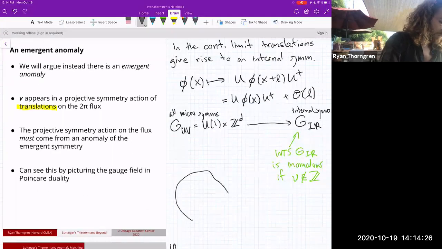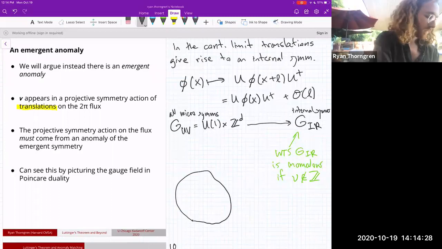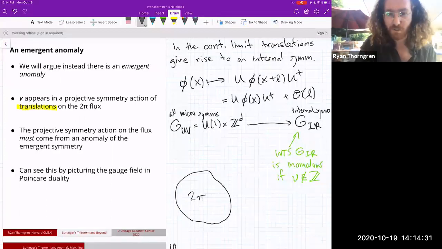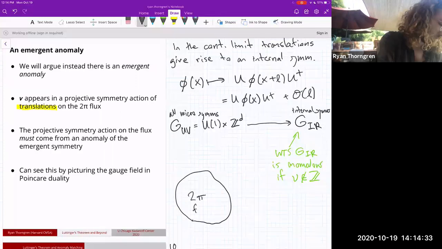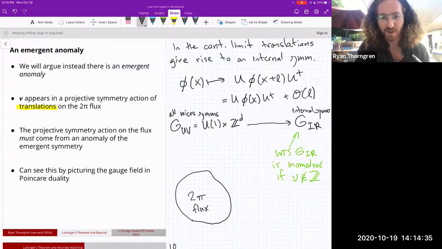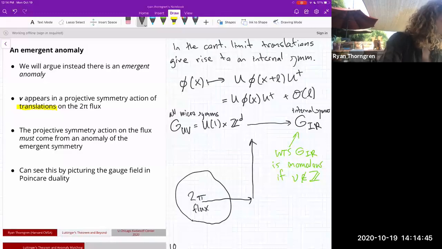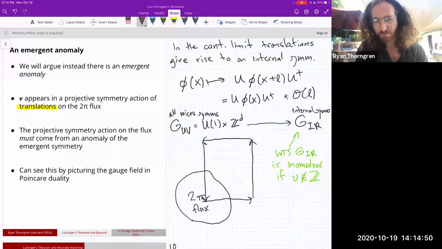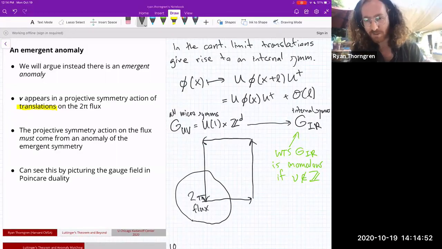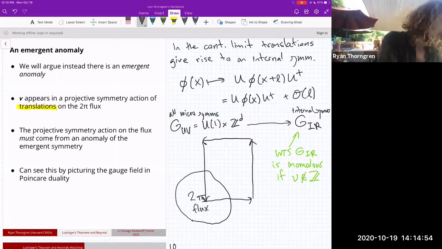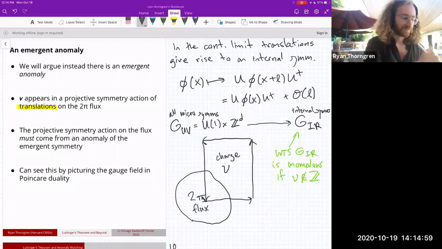And what that means is, if we consider a region where there's magnetic flux 2 pi, and we perform a translation on this region, I'll just draw the translations as really large, but it doesn't matter how big they are compared to the flux. We do an X translation, a Y translation, a minus X translation, and then a minus Y translation. Then we take this flux around a unit cell. And in a unit cell, there's a charge nu, right? That's the definition of the filling fraction.